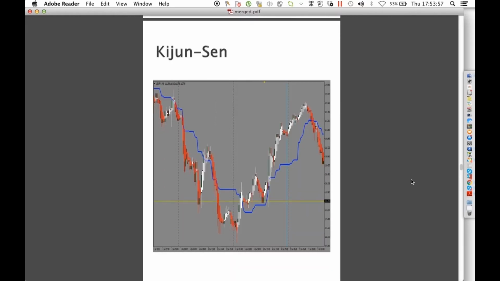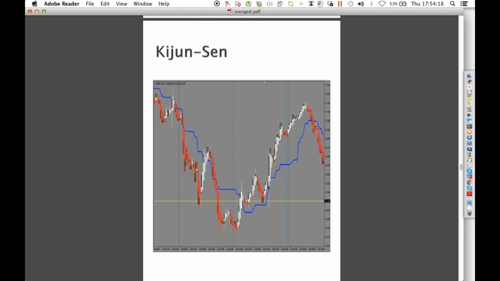So looking at an example over here, when it's mixed with the Heikin-Ashi, when we're below the blue line, we sell. When we're above the blue line, we buy. So remember how I said that no indicator can guarantee you whatever?